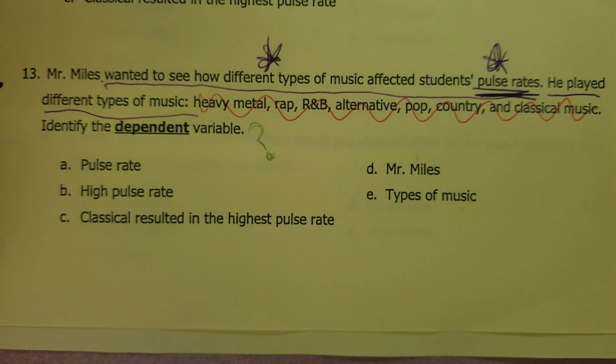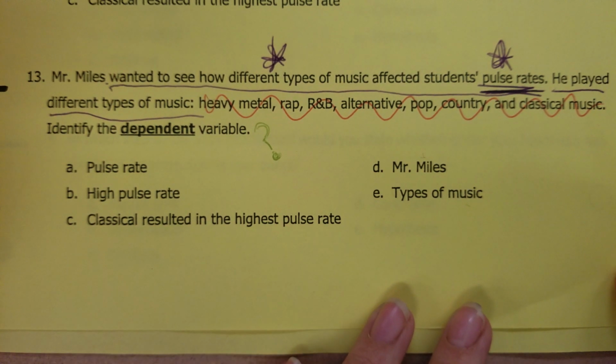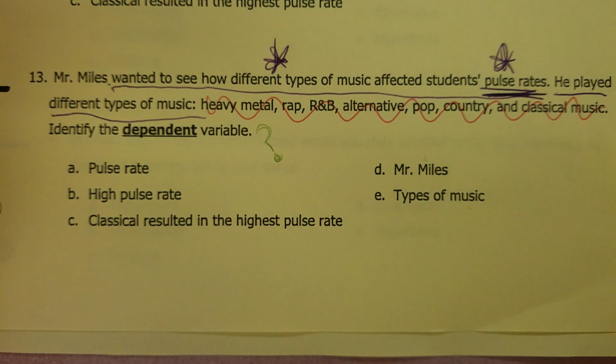So what is dependent on what Mr. Miles is choosing? What's going to change because of what Mr. Miles chose? Is that the pulse rate going to change? Is there high pulse rates going to change only? Are there classical resulted in the highest pulse rate going to change? Is Mr. Miles going to change? Ooh. Or are the types of music going to change? Are the types of music going to change because of what Mr. Miles gets to choose?